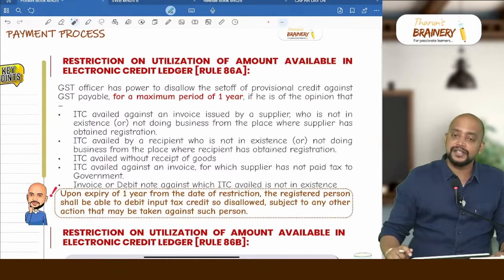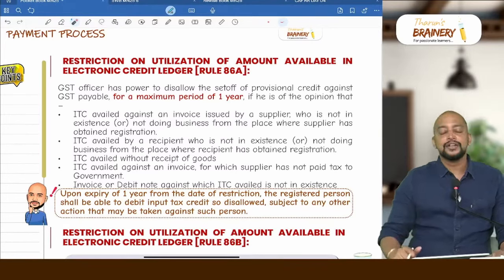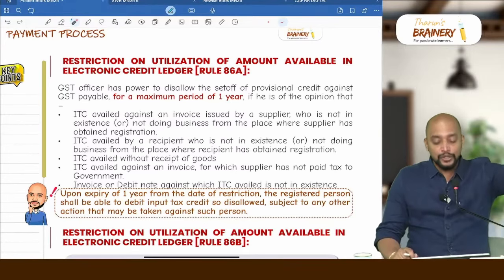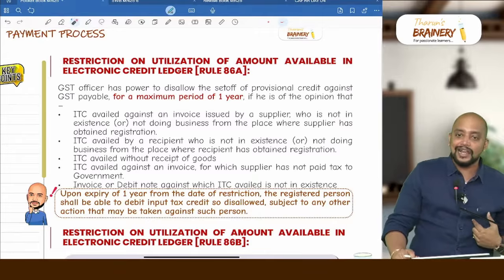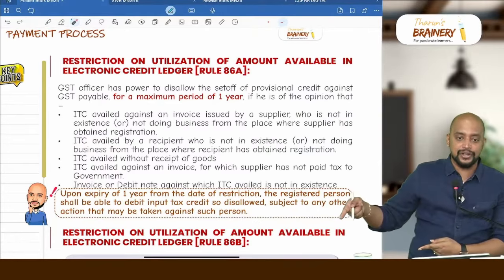Definitely you will ask the officer, sir, why are you restricting? He will tell you your supplier is not in existence or is doing business from a different place. You will go to the supplier and ask him to file his registration amendment and file everything properly, then only I will take ITC. So then they will allow you to enjoy the ITC.